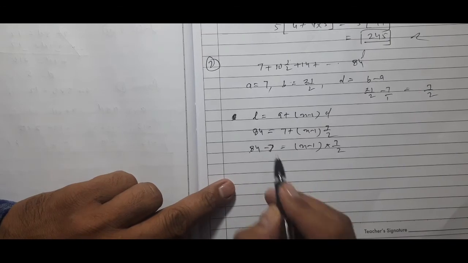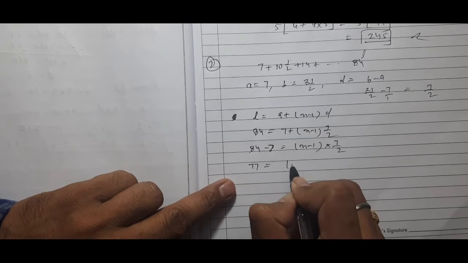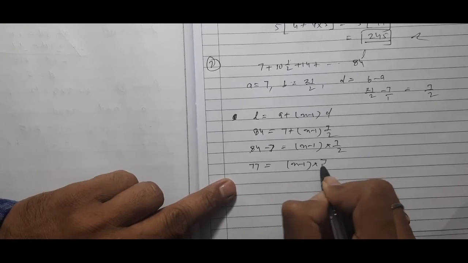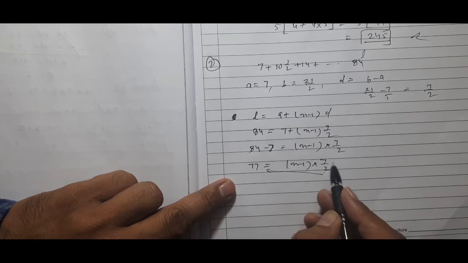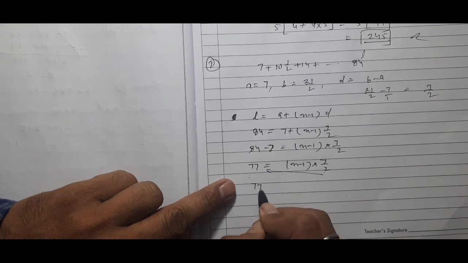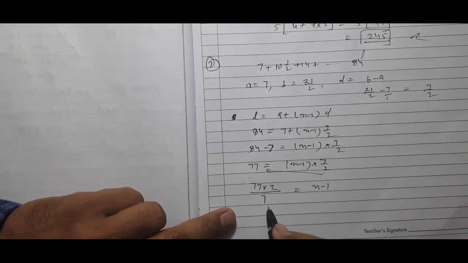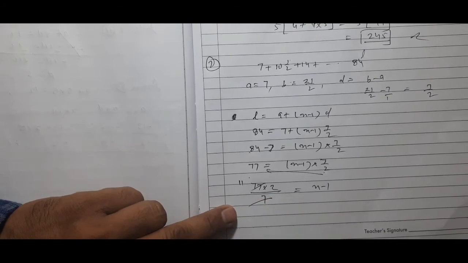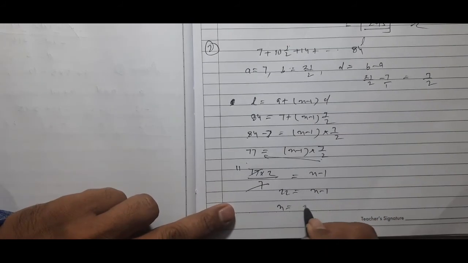84 minus 7, how much? 77 equal to n minus 1 into 7 by 2. So 2 cross multiplied into 77, and 7 divides 77. So 77 into 2 by 7 equal to n minus 1. So 11 7s are 77, 11 2s are 22. So 22 equal to n minus 1, side change of 1. So n equal to 23.